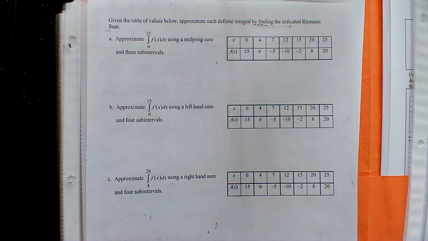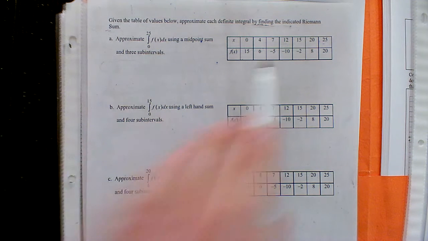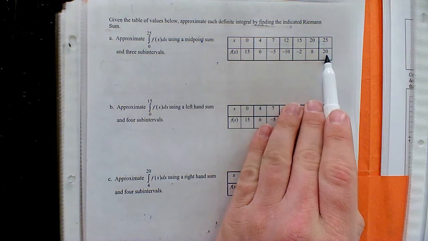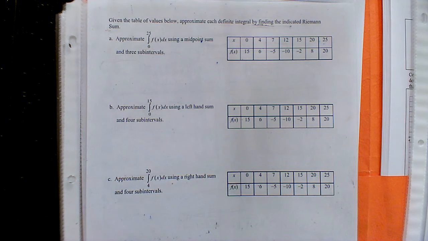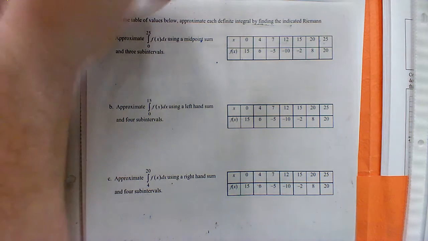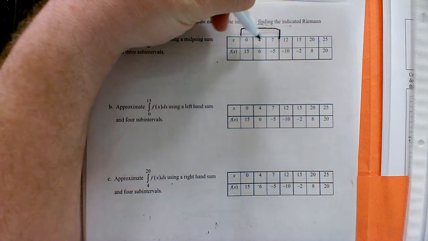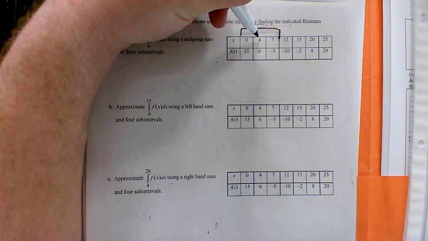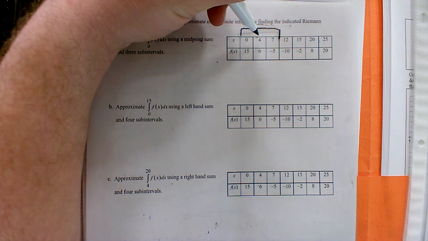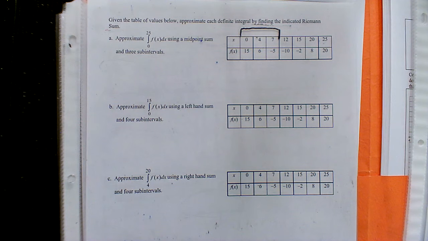They say 3 subintervals. So from 0 to 25, they want us to have 3 intervals or 3 different rectangles with the midpoint. So for a midpoint, we have to have that middle value. The middle value is the one that's on the curve. So if we break this down into 3 intervals, do we see how there's a value here that can be considered our mid value that would be on the curve? Okay, if I need 3 intervals though, where would my next interval start and go to?